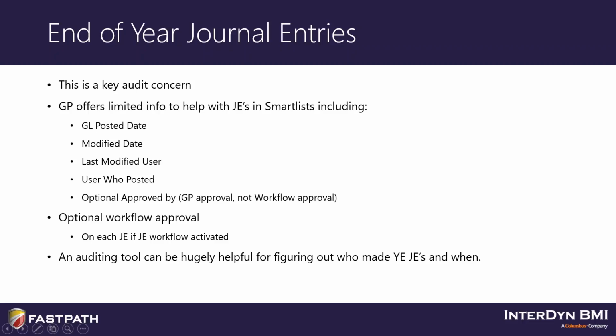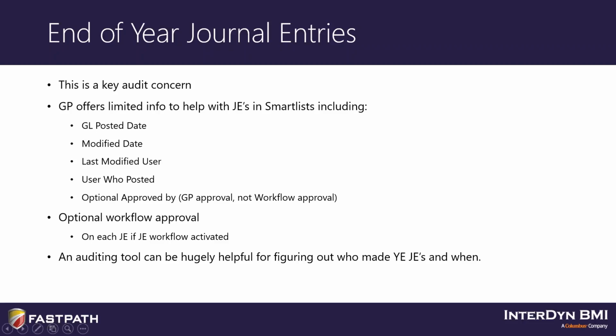GP offers some limited information, including the posted date, the modified date, the last modified user, the user who posted, and then the optional approved by. This is the GP batch approval information. Okay, this is where if you set up your batches to require approval, this is going to show that.